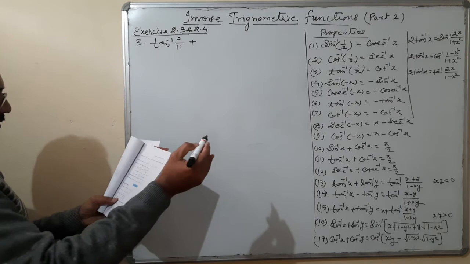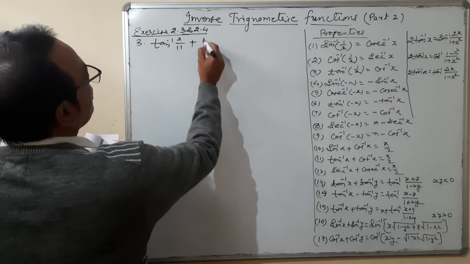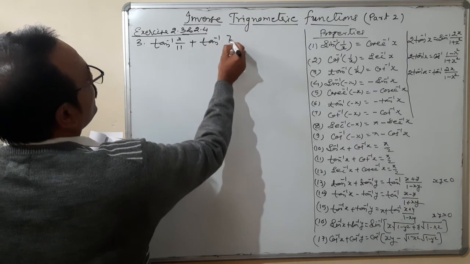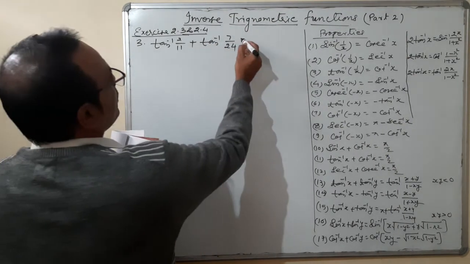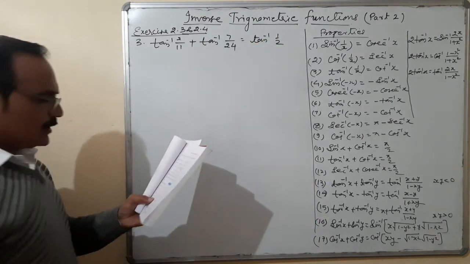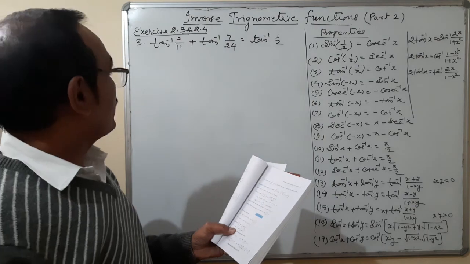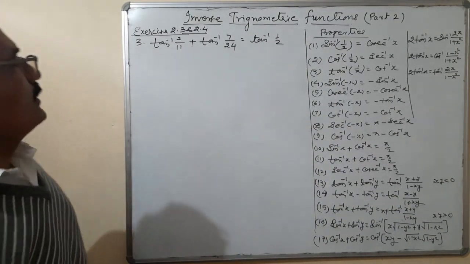plus tan inverse 7 upon 24 is equal to tan inverse 1 by 2. Tan inverse 2 upon 11 plus tan inverse 7 upon 24 is equal to tan inverse 1 by 2. Okay. Nothing we have to do.